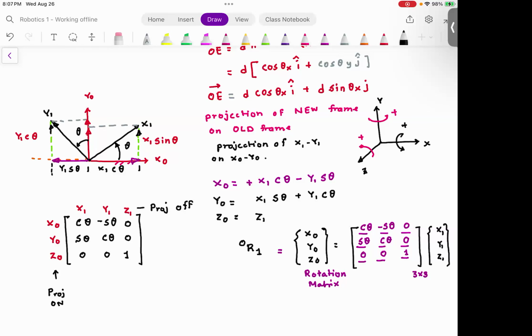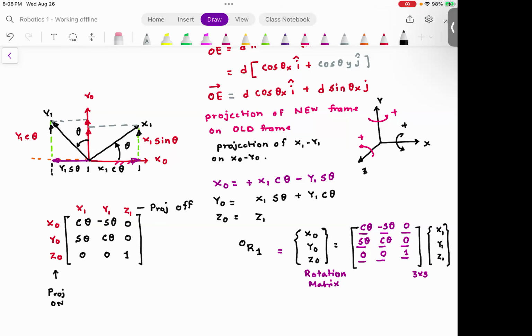Projection of X1 onto Y0 is sine theta. Projection of Y1 onto Y0 is cosine theta. Z1 onto Y0, 0. X1 on Z0, 0. Y1 on Z0, 0. Z1 on Z0, 0. Everyone understood this?